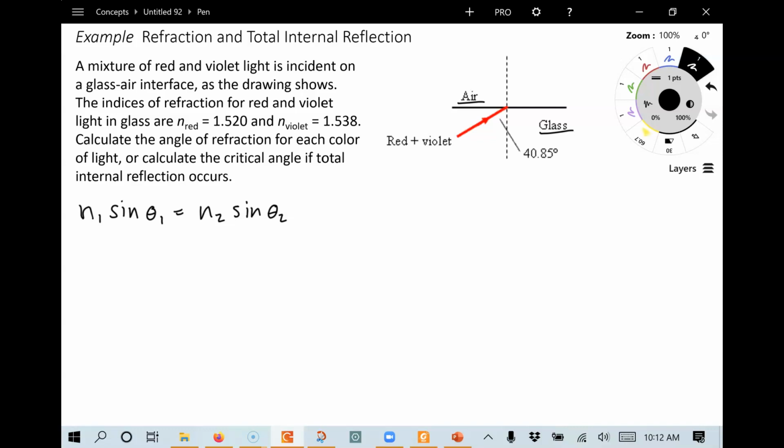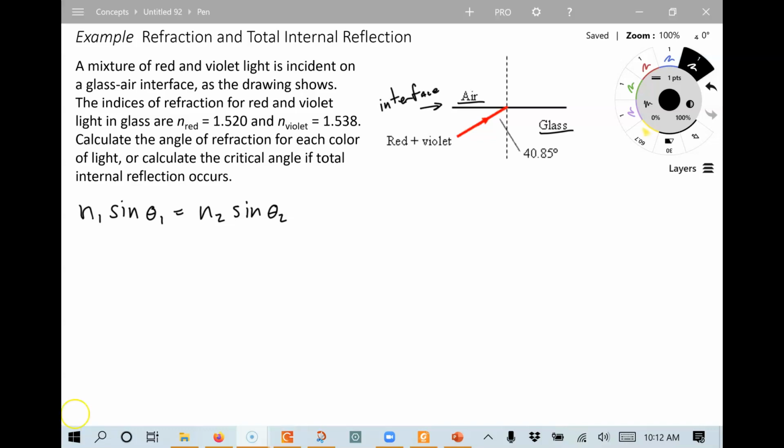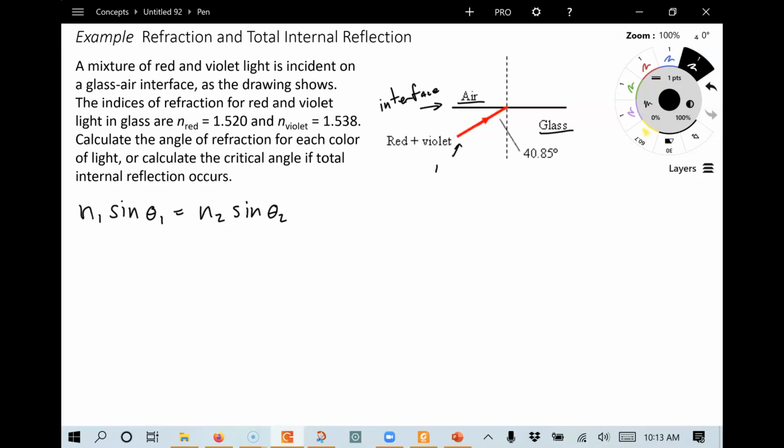Now the beam of light is originating in the glass, so it's in the glass first, and then it's going to strike the interface right here. Here's your interface between the air and the glass. And the beam, if it passes from the glass through the interface to the air, then we say that is the refracted beam. The initial beam, this is what we call the incident beam.